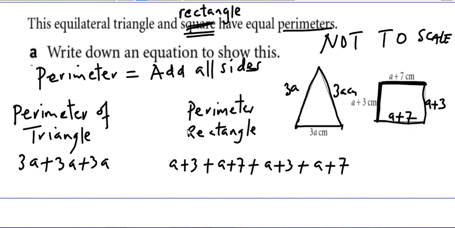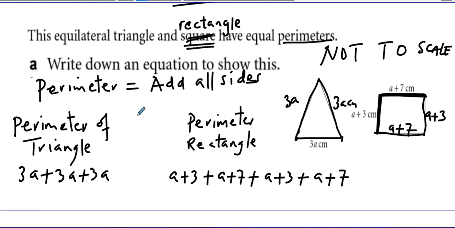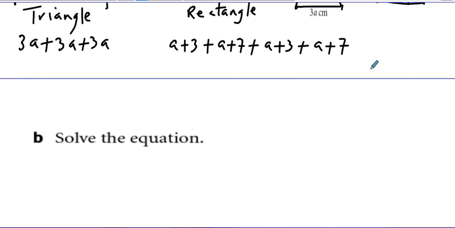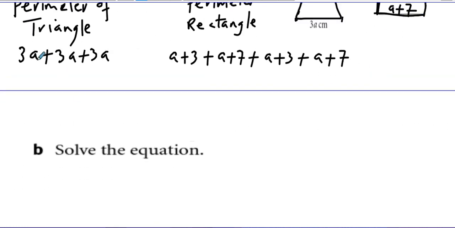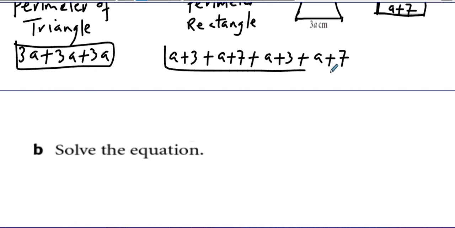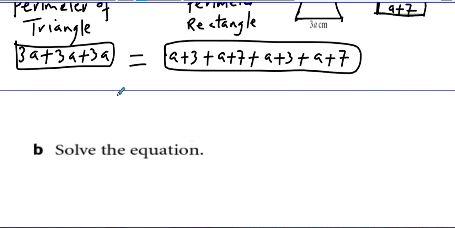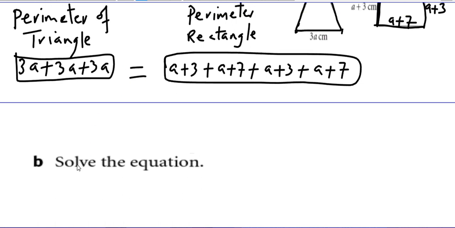But now, if you read the question carefully, they are saying this equilateral triangle and the rectangle have equal perimeters. So the perimeter of the equilateral triangle and the perimeter of the rectangle, they are equal. That is the equation.